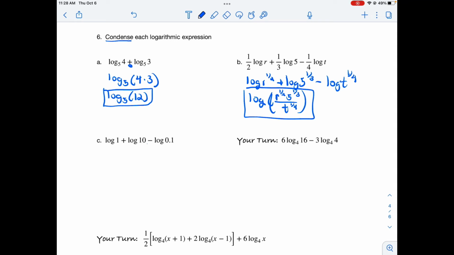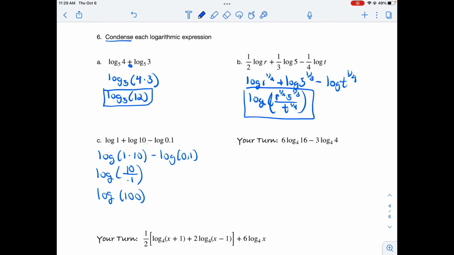Okay, for this example, notice that we all have the same base. These are all common logs, so the base is 10. So I'm going to start by doing my addition and my subtraction. And remember, when I do addition, that becomes multiplication. So this will be log of 1 times 10 minus common log of 0.1. And then that is 10 divided by 0.1. And then 10 divided by 0.1 is 100.